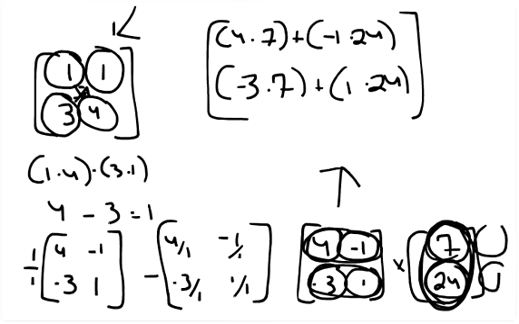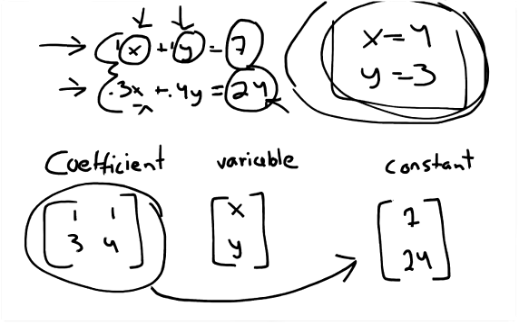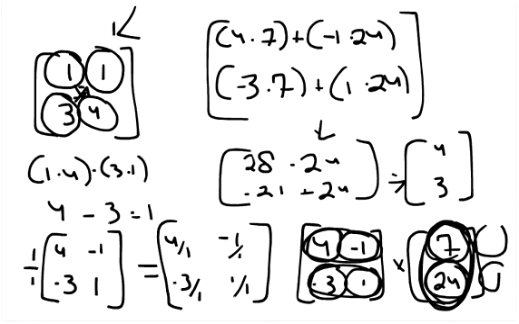Alright, so now we multiply this out, and we would get 28 minus 24, and then negative 21 plus 24, and then of course this would equal 4 and 3, like we remember on the last page, 4 and 3. Now we know that x equals 4 and y equals 3 because of the place of the variable matrix. So remember, variable matrix was x and y, and our answer would be in correlation with the place where our variables were. So that's really it when it comes to solving system of equations using matrices.